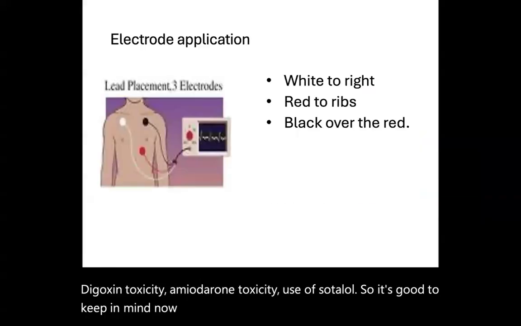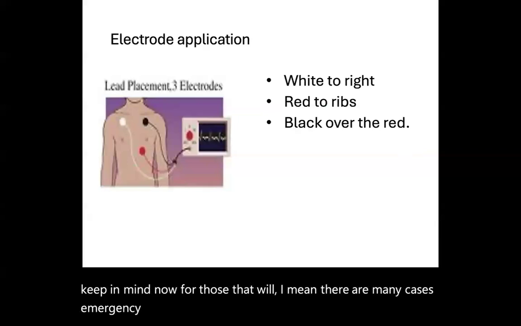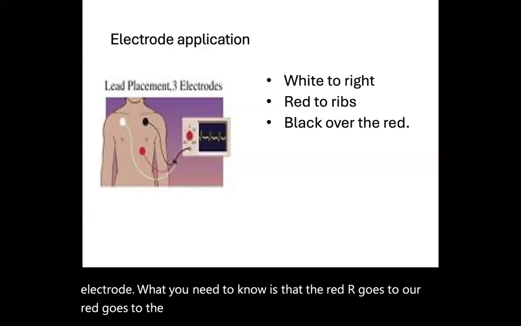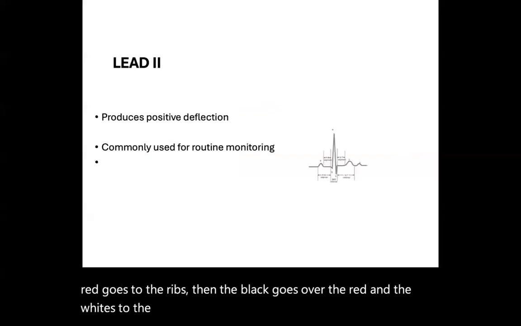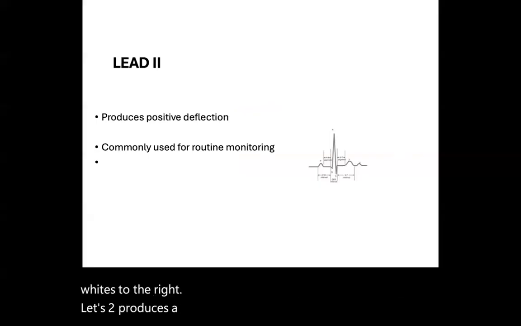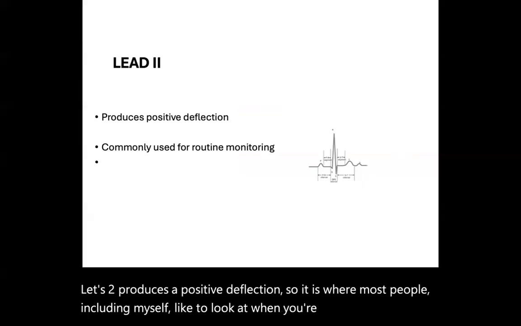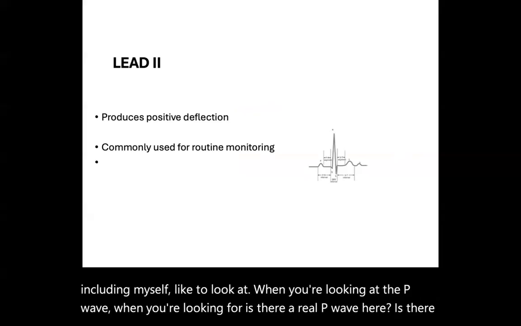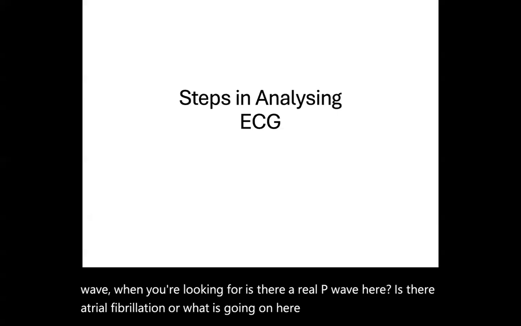Now, there are many emergency cases where what they have is a three-lead electrode. What you need to know is that red goes to the right, red goes to the ribs, then the black goes over the red and the white to the right. Lead 2 produces a positive deflection. So it is where most people, including myself, like to look when you're looking at the P wave, when you're asking, is there a real P wave here? Is there atrial fibrillation or what is going on here? So it is commonly used for monitoring.